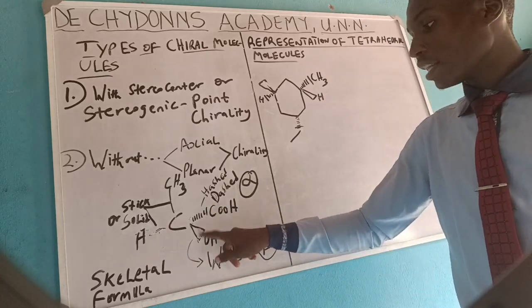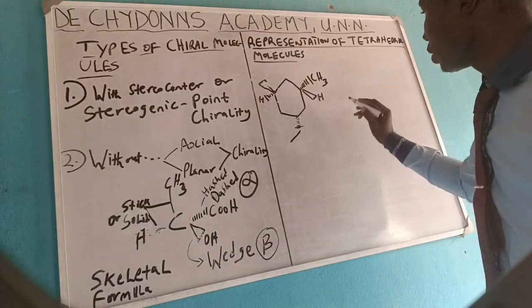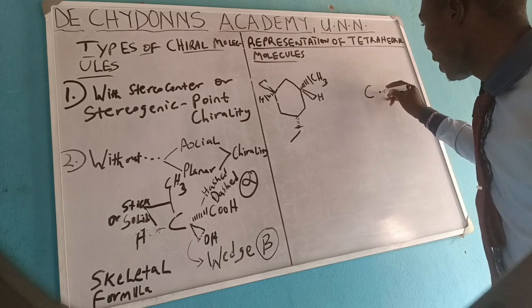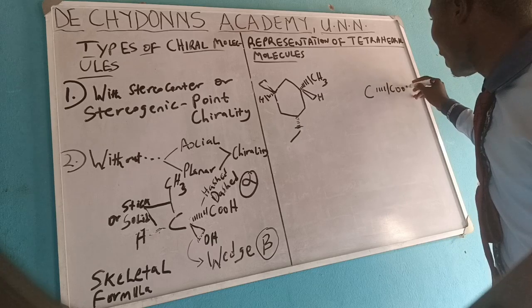So you can always find out that they come together. They come together. You don't draw wedge and hash bond in this format. Now let me just give an illustration. For example, you have a hash bond here.